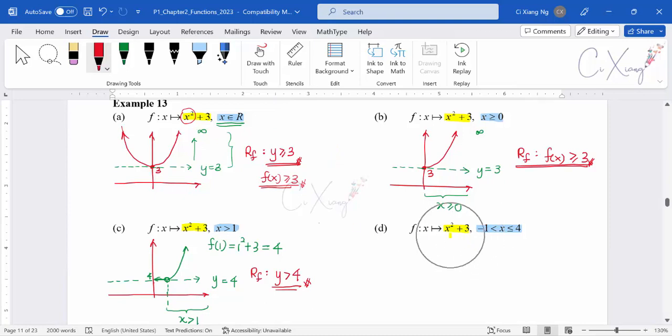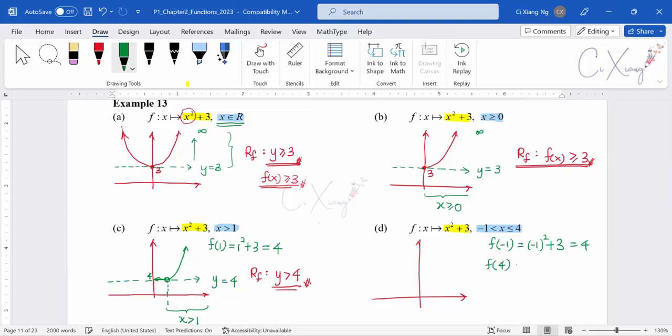For the last one, we have x squared plus 3, and they fix the domain to be from -1 until 4. -1 of course is not included, and then we have the 4. Again, the basic shape for this diagram is still a U shape. But before I sketch it, I want to substitute in the value -1 first. Substituting -1 into your function f(x), you have -1 squared plus 3, and therefore it is 4. Then you substitute in the value 4, and you have 4 squared plus 3, which is 19.